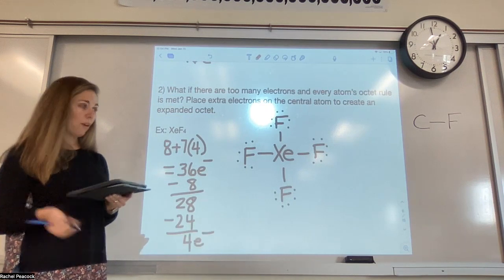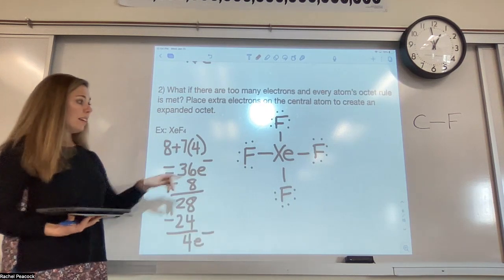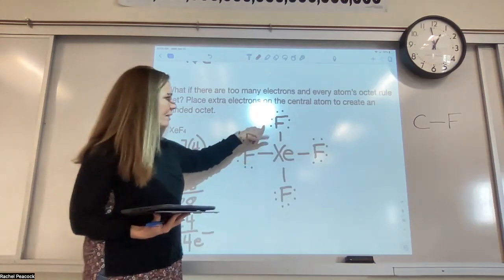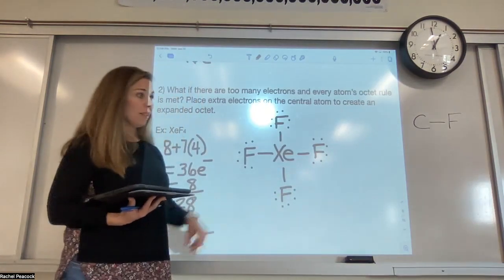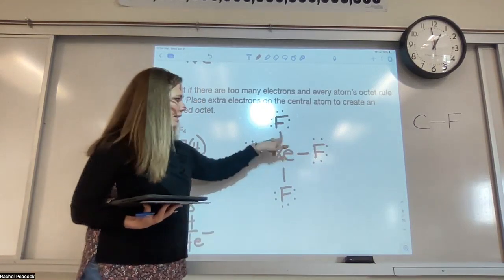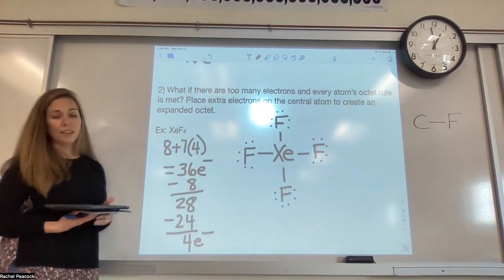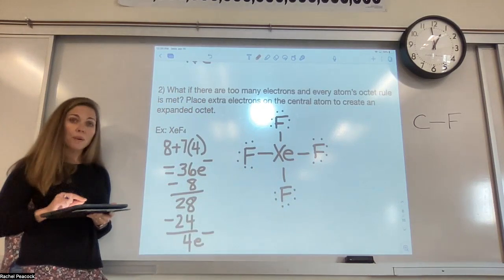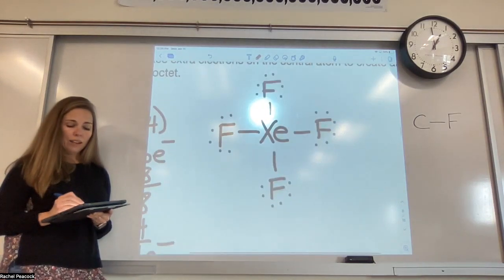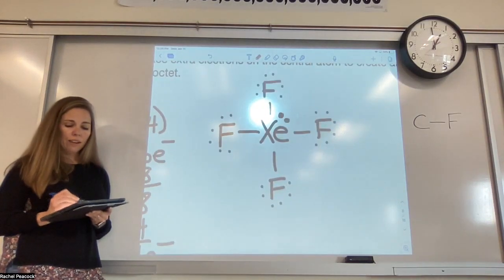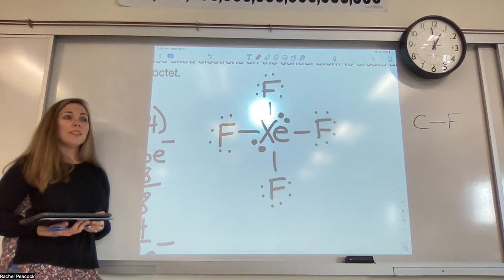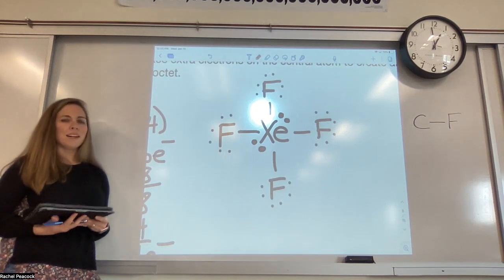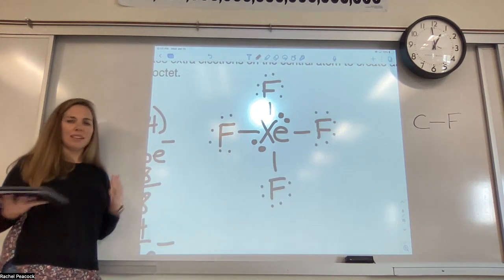I'm down to 4 electrons. I've met the octets for the fluorines. Okay. They all have 8. Xenon has 8, 2, 4, 6, 8, but I still have 4 electrons left. They have to go on xenon anyway. Xenon ends up having 12. That's why it's called an expanded octet, like it got bigger than 8.